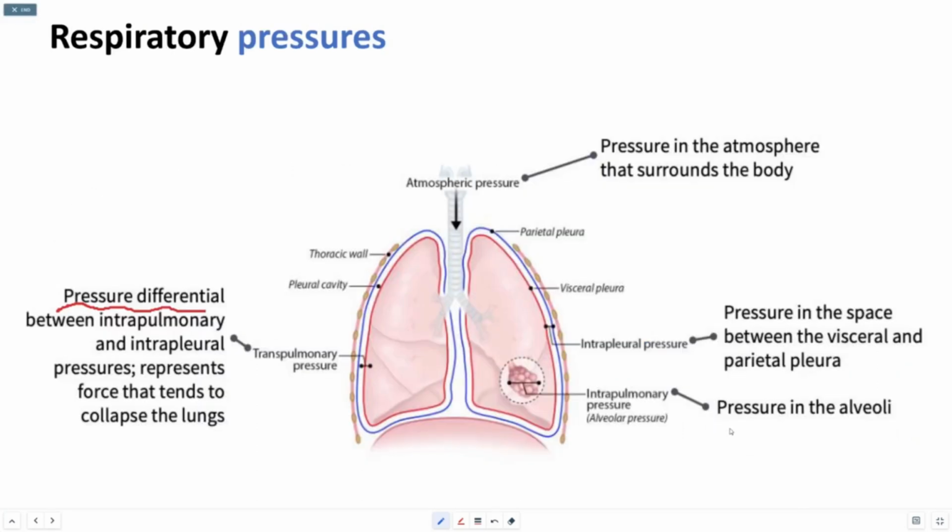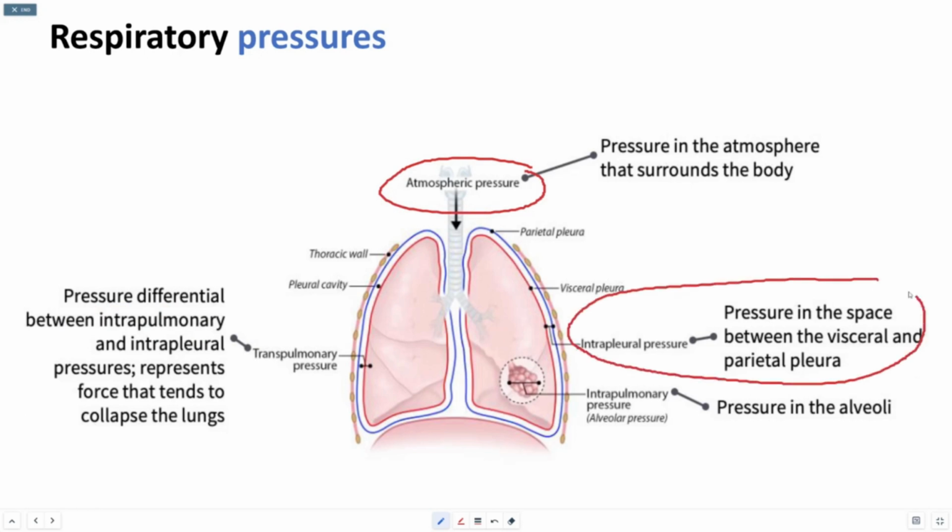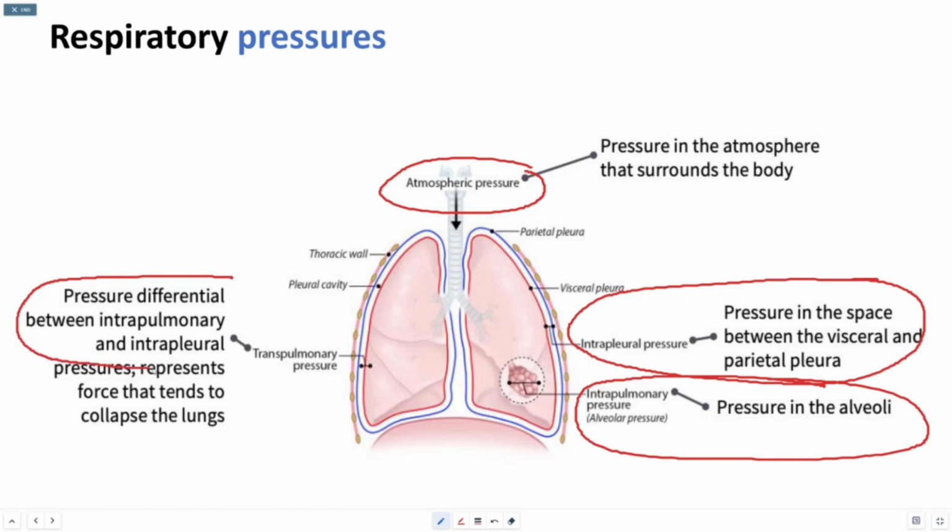Here's a quick recap of the pressures. The pressure in the environment surrounding the body is called atmospheric pressure. The pressure in the space between the visceral and the parietal pleura is called the intrapleural pressure, in a small little membrane. And the pressure inside the alveoli is called intrapulmonary pressure. And then the transpulmonary pressure is the difference between the intrapulmonary pressure and the intrapleural pressure, and this represents the amount of force that tends to collapse the lungs.